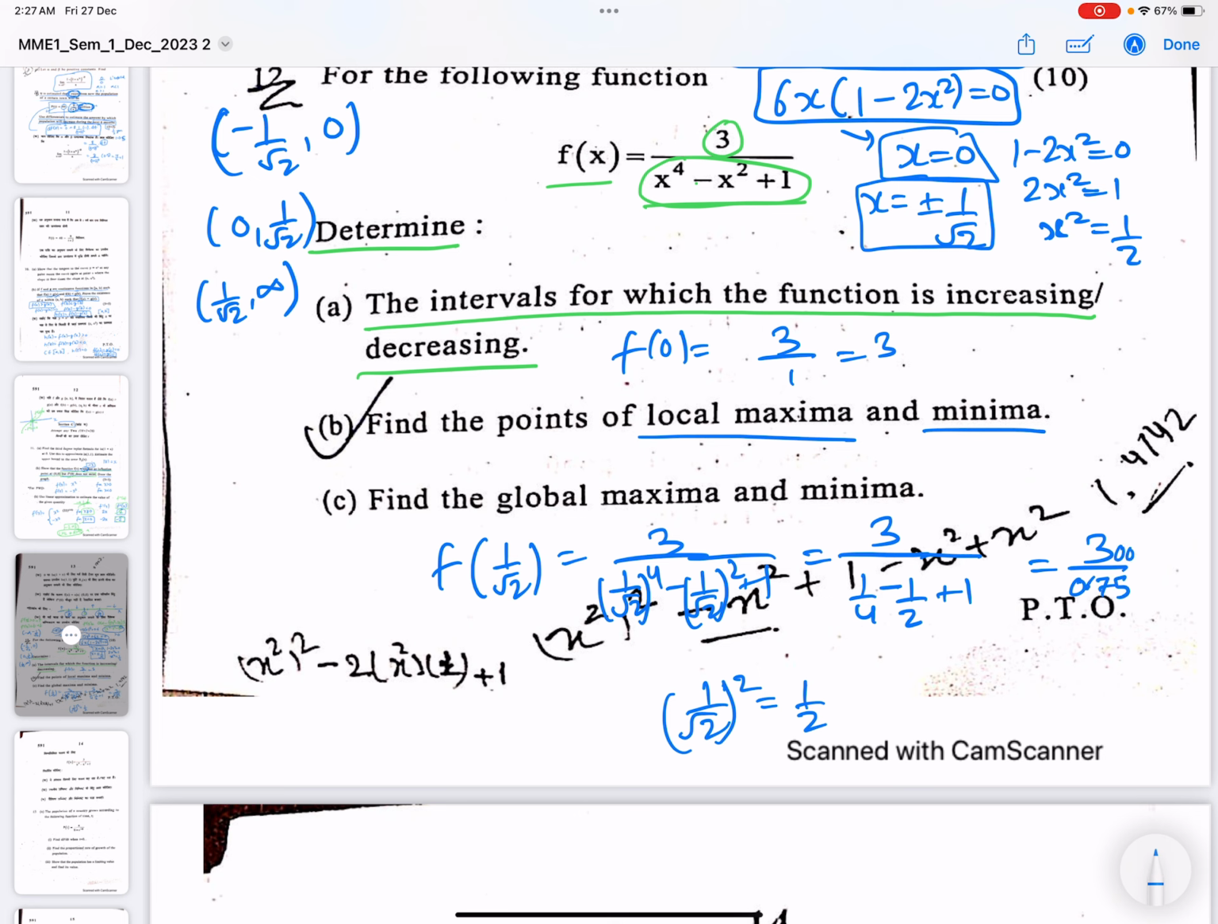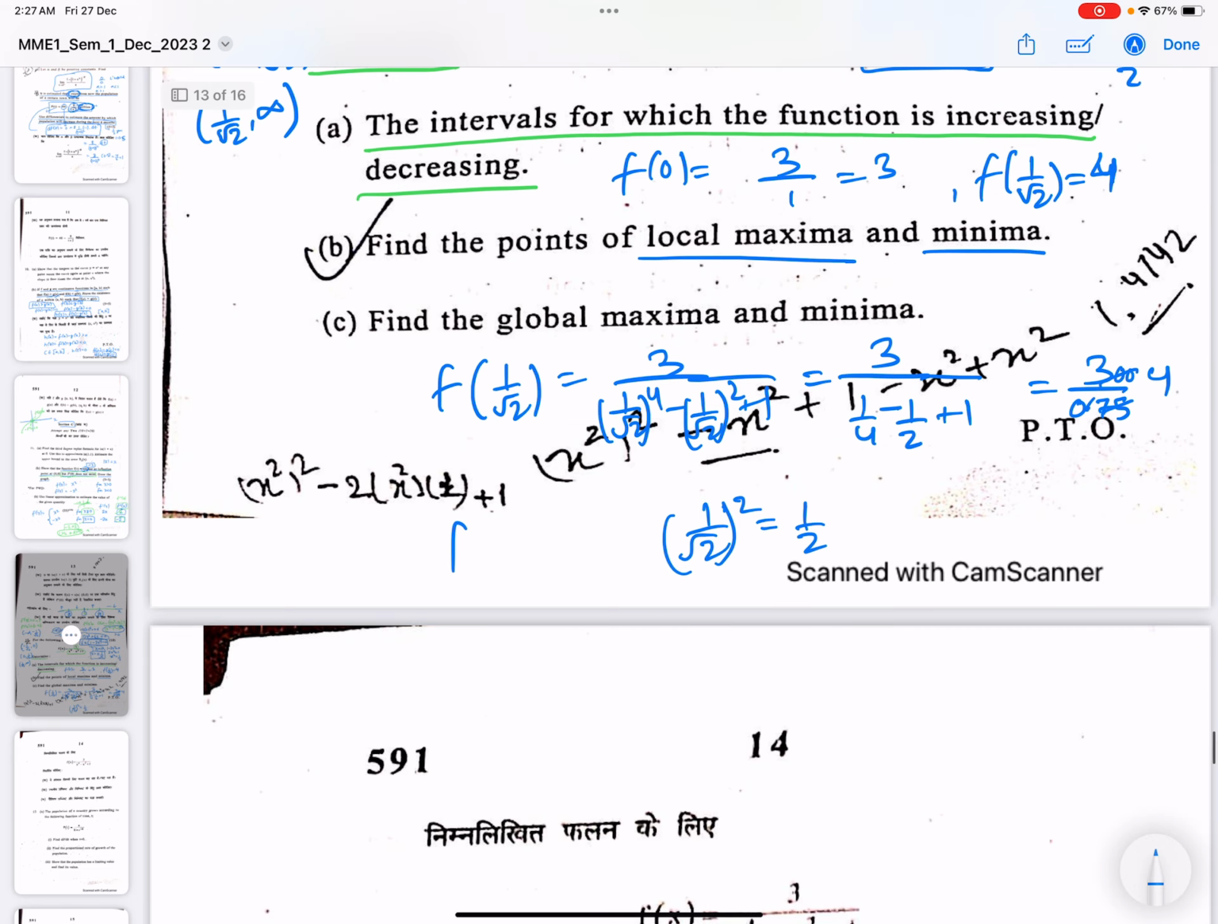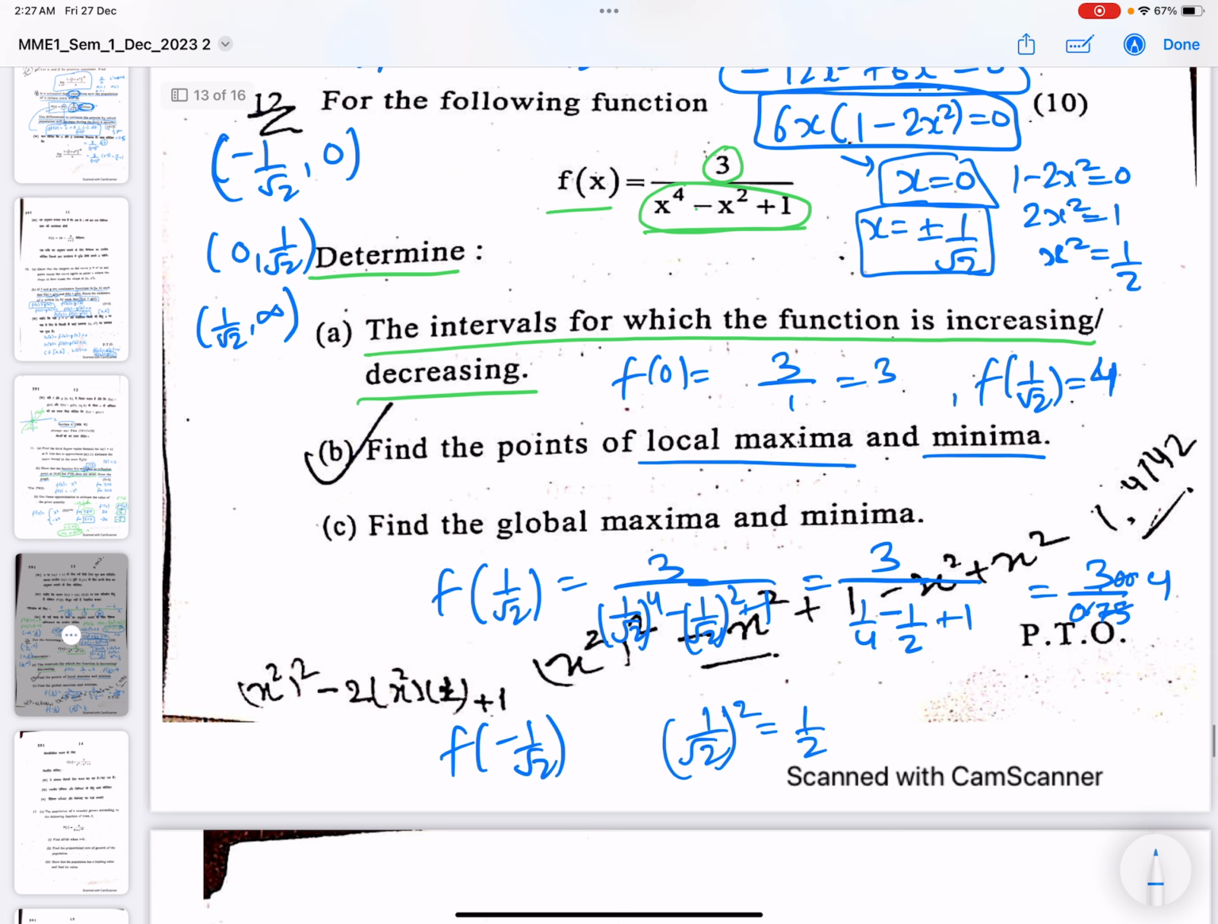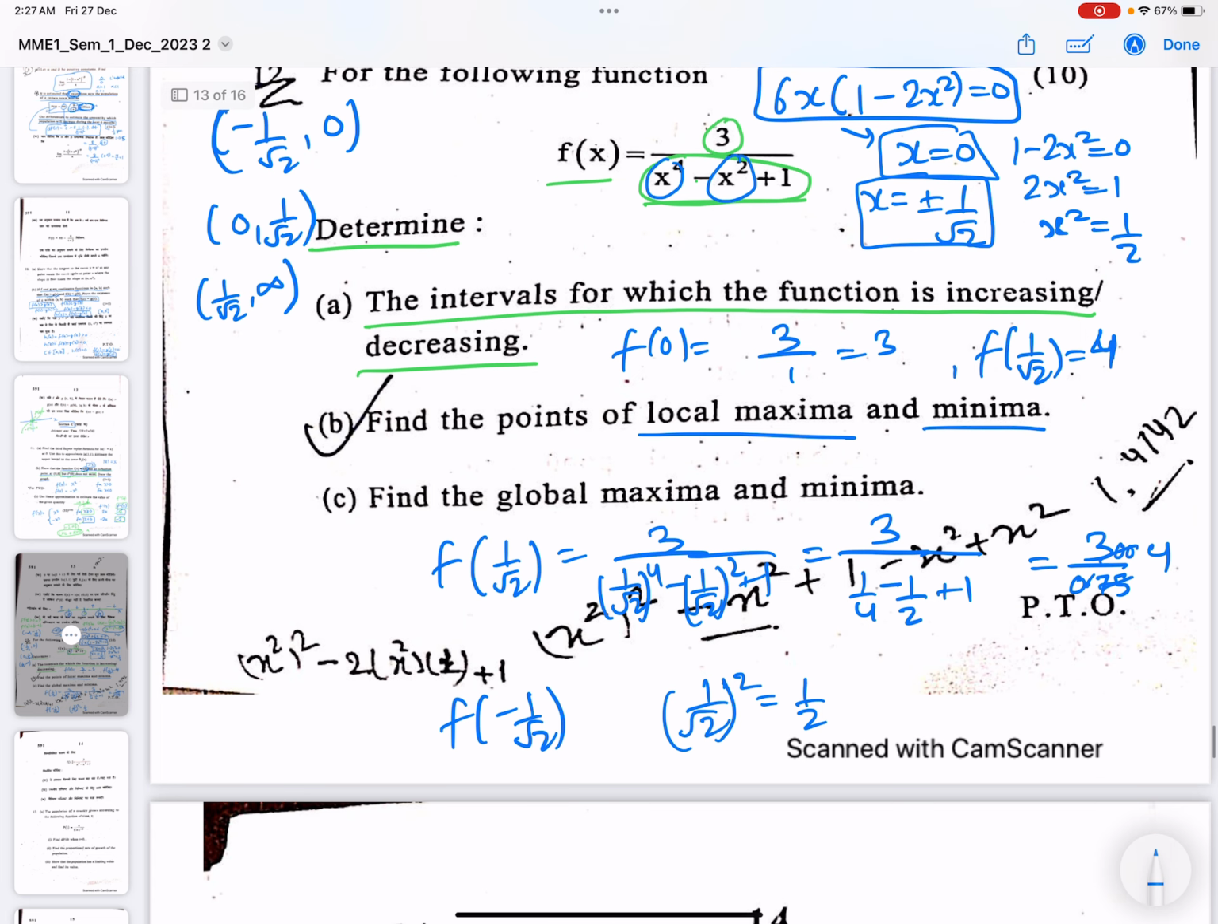So this is 4. f of 1 by root 2 is coming out to be 4. And f of minus 1 by root 2, since this is power 4 and this is power 2, this would also give you the value 4 itself.